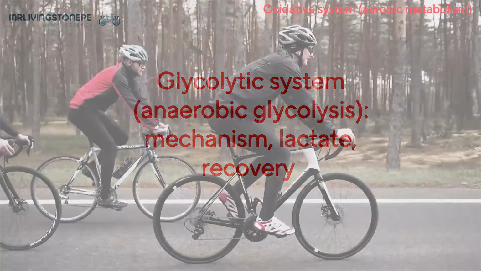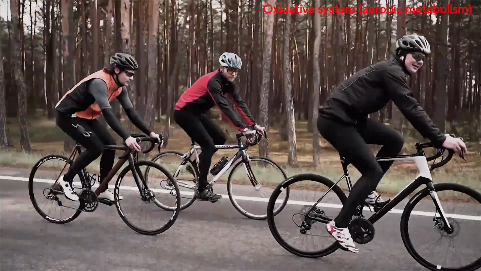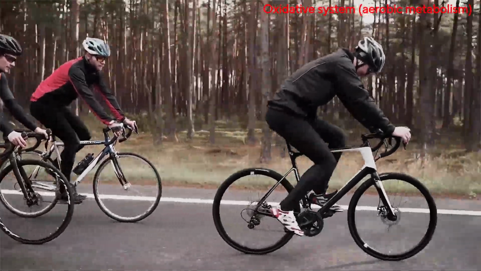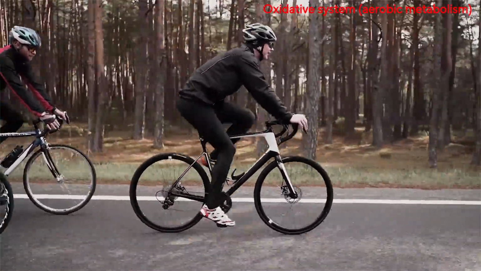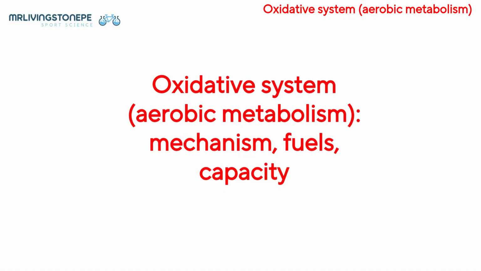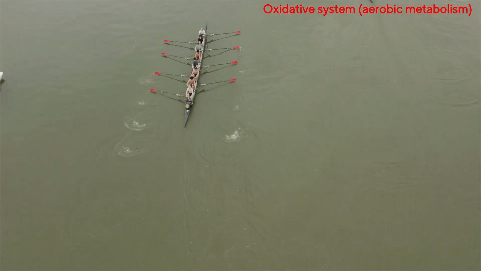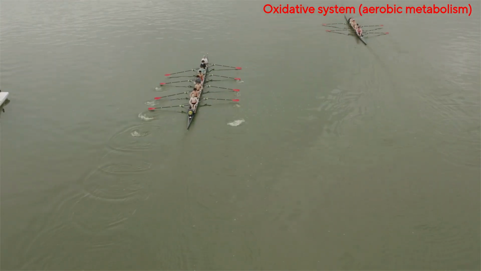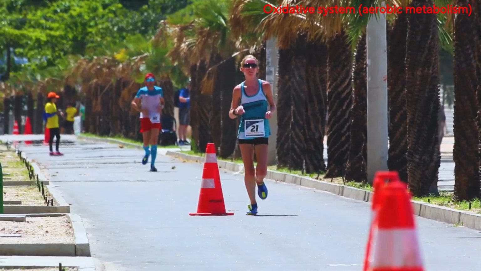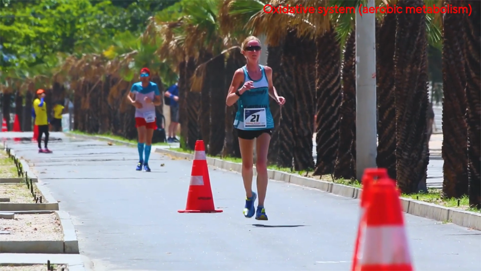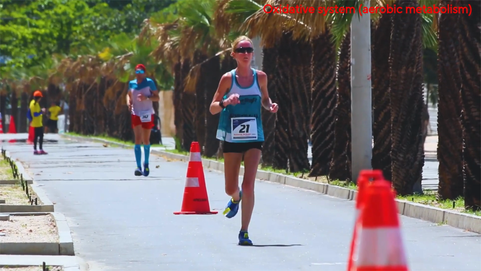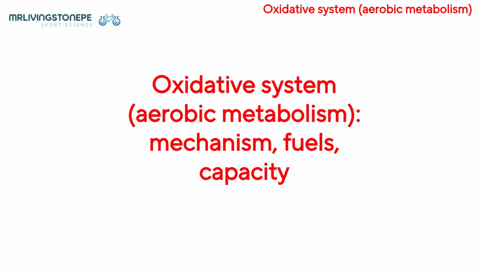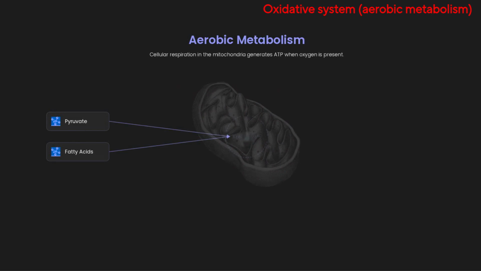The oxidative system dominates efforts longer than about 2 to 3 minutes, so it's key for sustained activities like distance running, cycling, and rowing. Its maximal power is lower than the short-term systems, but its capacity is much greater. It yields far more ATP per fuel molecule, many ATP from each glucose, and even more per gram of fat. Aerobic metabolism happens in mitochondria.